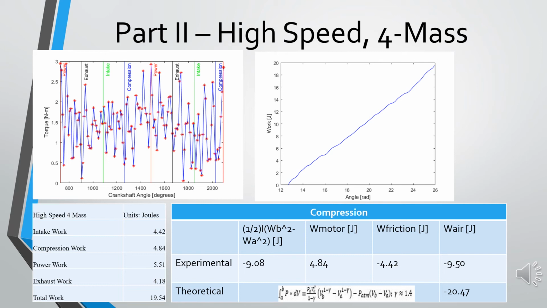After calculations, the work due to air pressure is negative 9.5 joules. The theoretical value is calculated using the equation below, which is 20.47 joules. Thus, our experimental value is about half of what we expected.